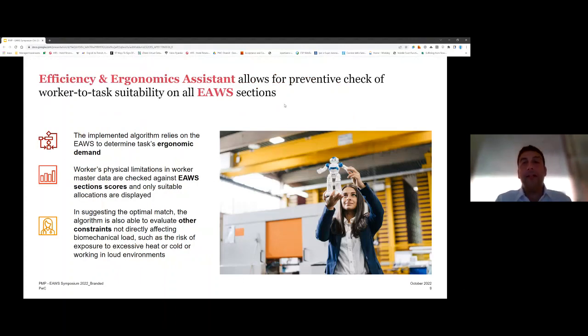So efficiency and ergonomic assistant, as you have seen, preventively checks the suitability of workers with a certain task, considering all 4 EAWS sections. This means that workers' physical limitations are checked against the 4 EAWS section scores that are linked to the specific task. So only the suitable allocations are displayed, and the algorithm is also able to evaluate other constraints that are not directly affecting the biomechanical load, such as the risk for exposure to excessive heat or cold, or working in loud environments. And this kind of risk is also mapped into the system for any workstation.